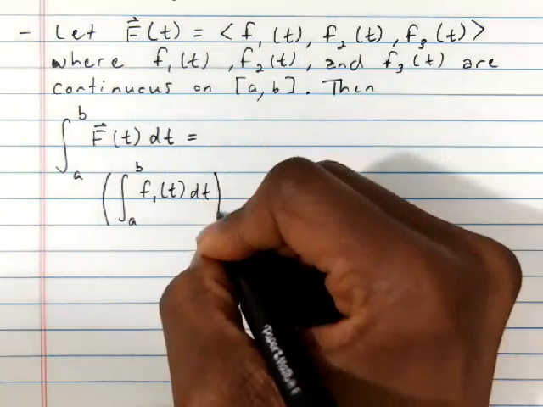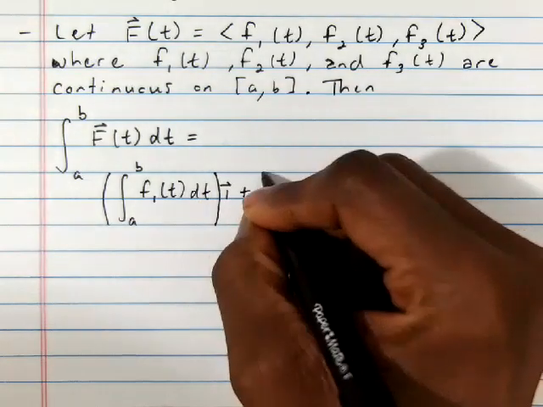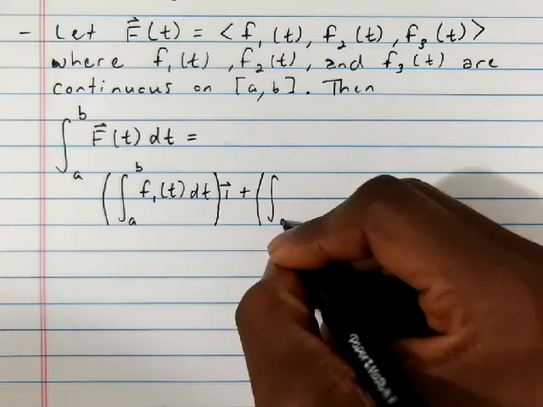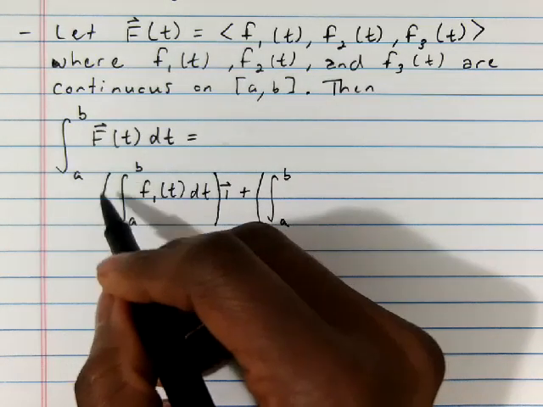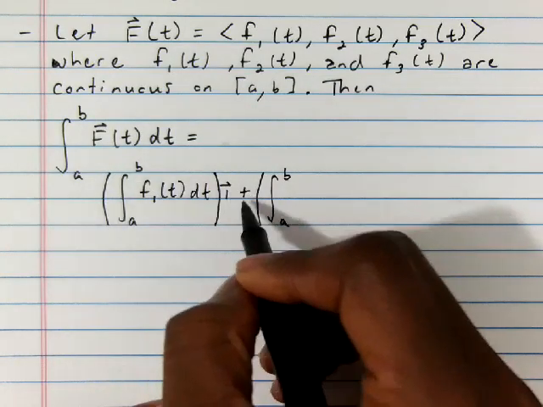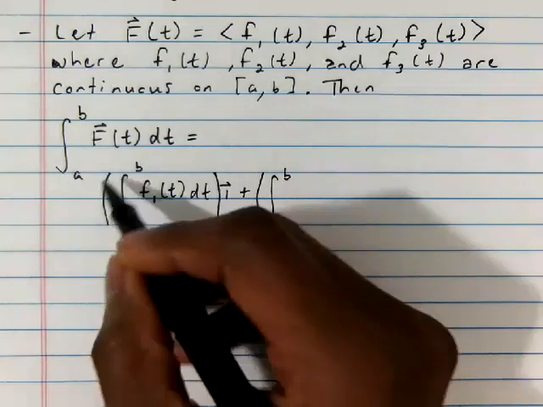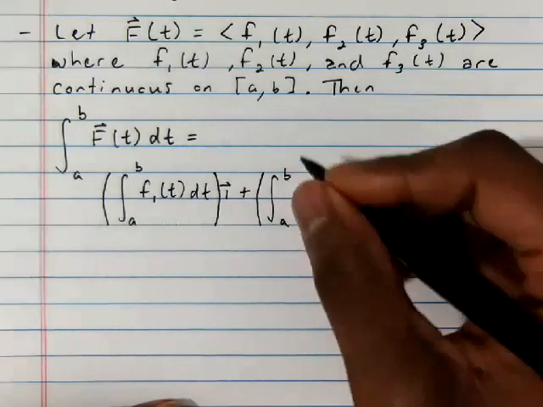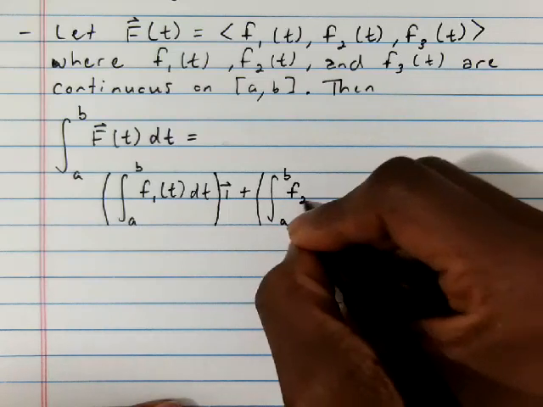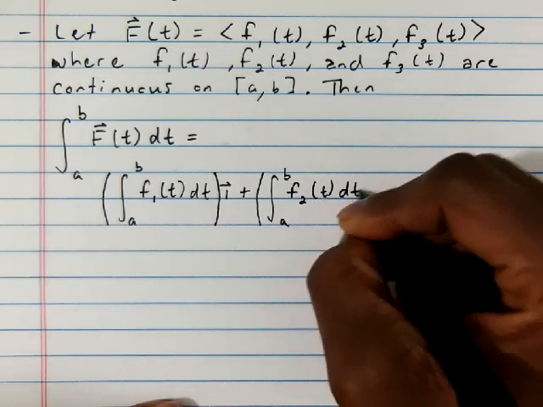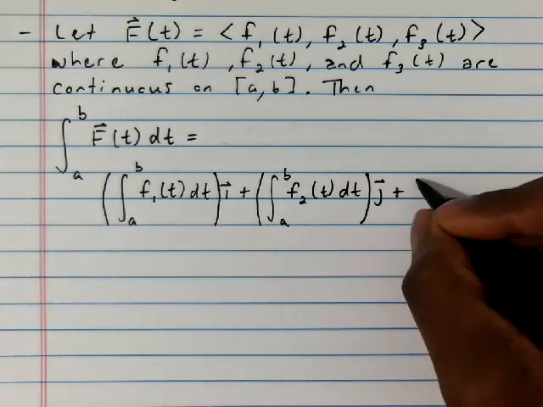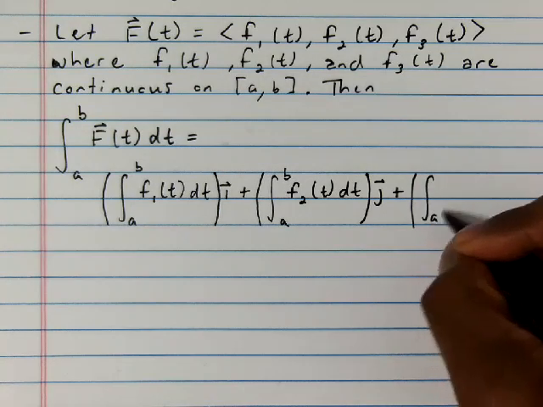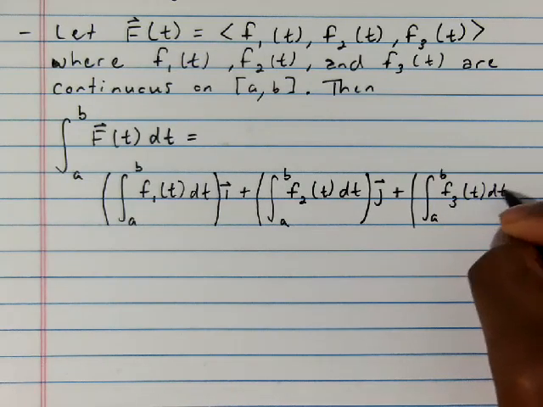I'm just going to have to use i, j, and k. i plus the integral from a to b. You can use the pointed brackets. I just forgot. I put a parentheses over here instead of a pointed bracket. So I just decided I'm going to use i, j, and k. But if you want to drop the i, j, and k, you can use pointed brackets and put commas in between. f2 of t dt, j plus the integral from a to b of f3 of t with respect to t.